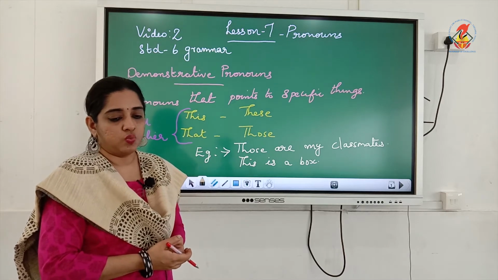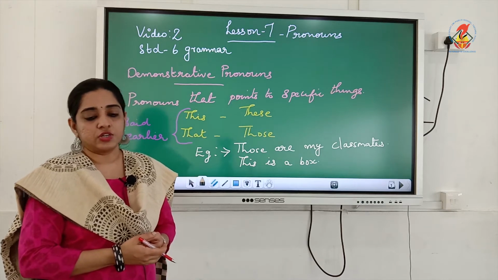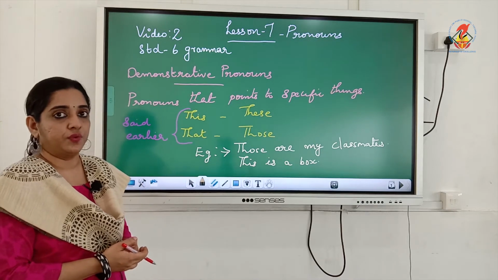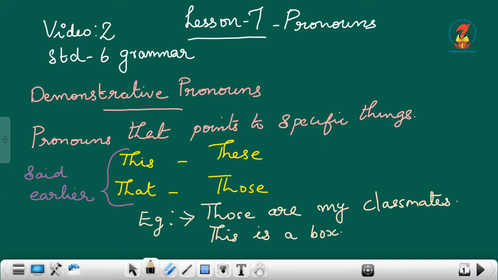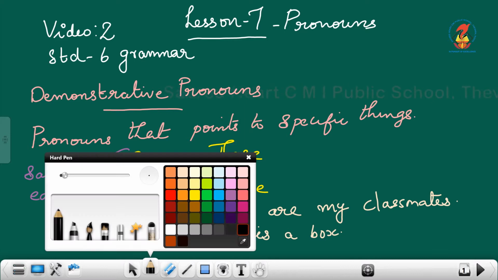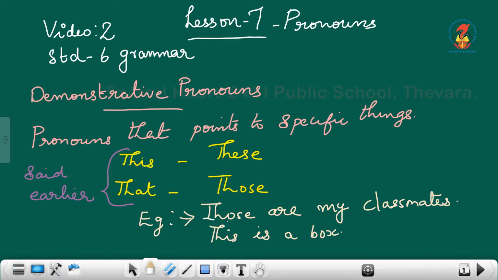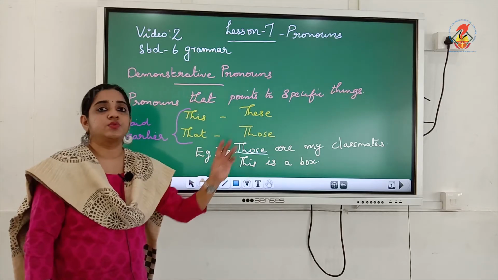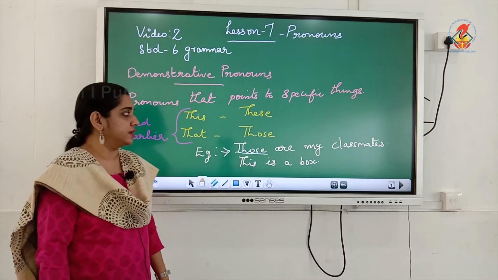Demonstrative pronouns are words that are used to point out people or things they stand for. See, it's used for pointing things: this, that, these, those. These words denote demonstrative pronouns. Let's see one example. Those are my classmates. So what is the demonstrative pronoun here? Those, the word those. It points to a specific thing or a person.